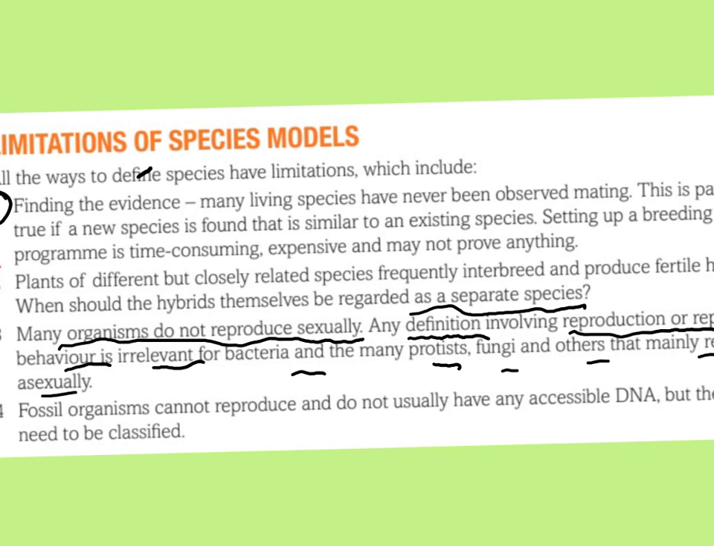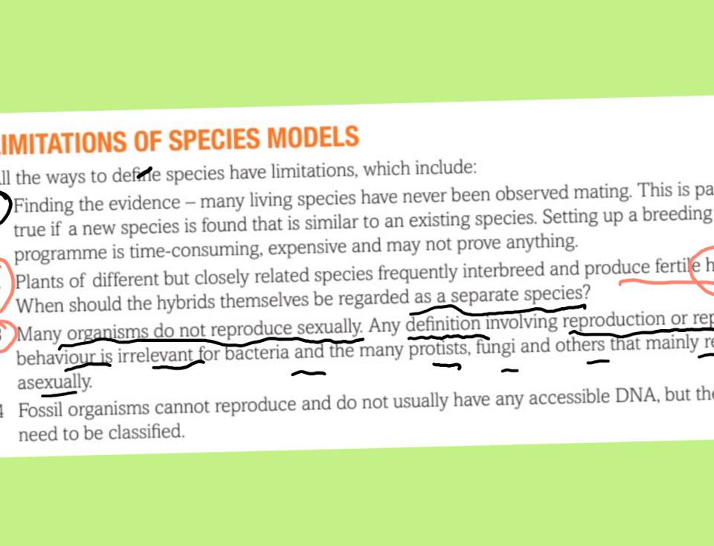Secondly, plants of different but closely related species can interbreed and produce fertile hybrids. As I told you, now we have maize and corn of very large size. They make breeding between peach and apples. They are different, but they are closely related. When should the hybrid themselves be regarded as separate species? Scientists don't know. They can put the hybrid as a separate species or the same species.